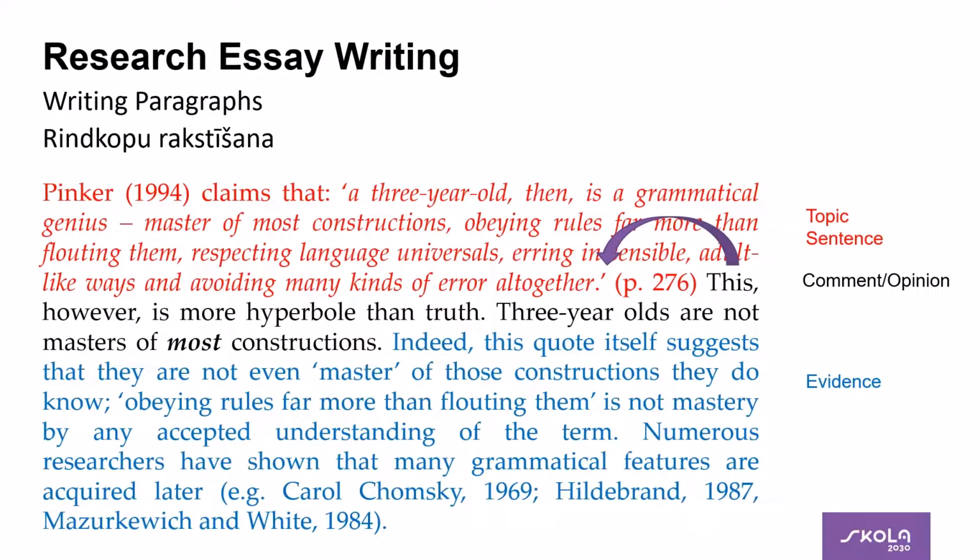And this paragraph is coherent because of the linking. This links back to the quotation. The 3-year-old repeats a 3-year-old earlier and links back to it. This quote links back to the quote. And these examples illustrate or give evidence for this statement here that 3-year-olds are not masters of most constructions.